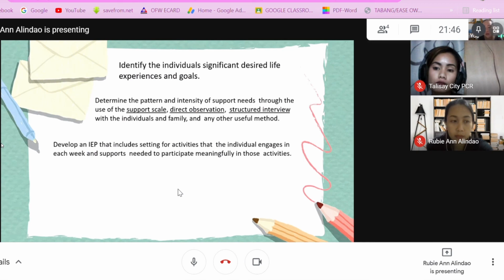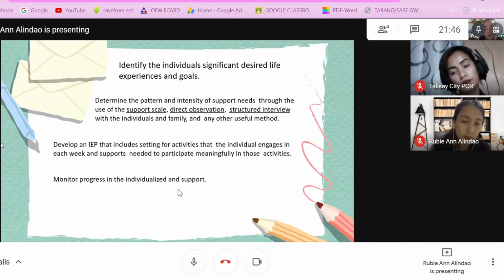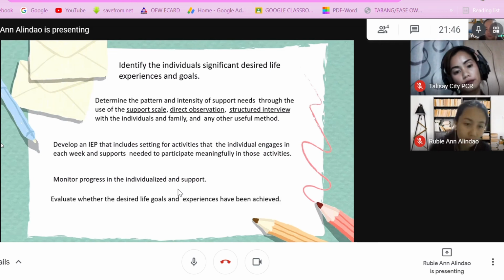Third one is to develop an IEP that includes settings for activities that the individual engages in each week and supports needed to participate meaningfully in those activities. Next is to monitor progress in the individualized supports. And last is to evaluate whether the desired life goals and experiences have been achieved.